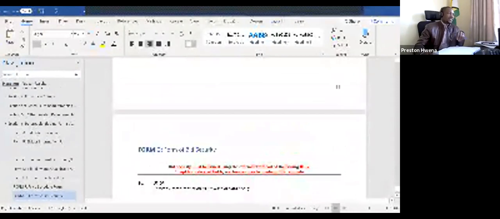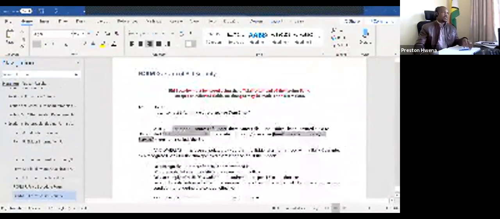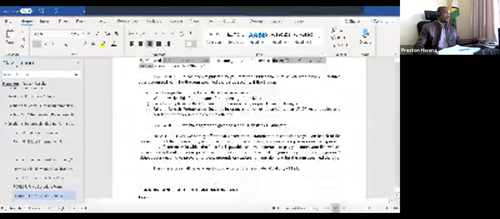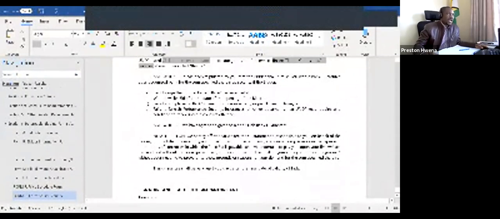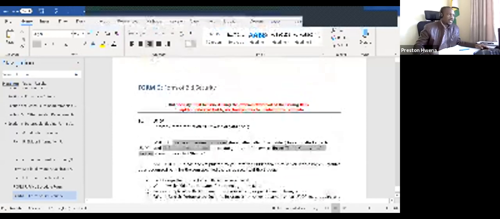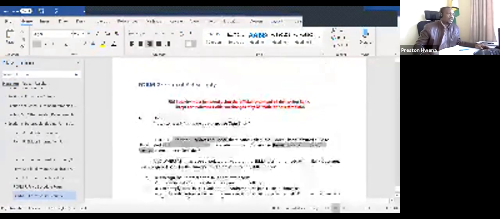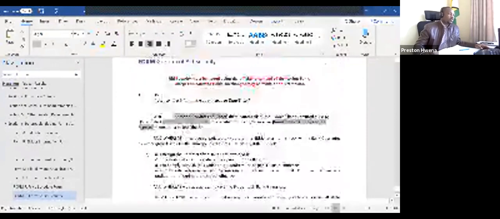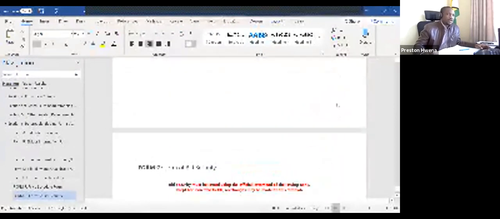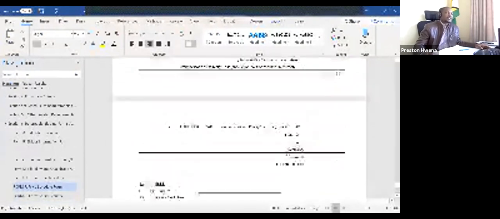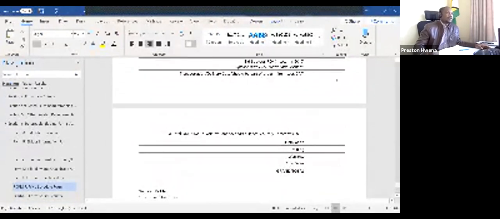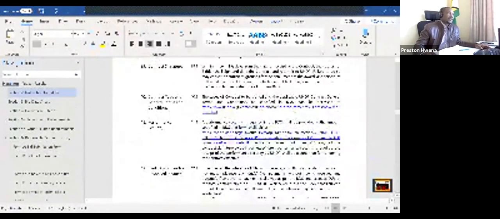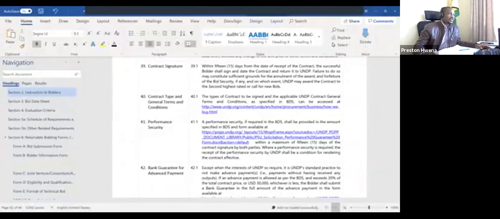So in terms of the bid security, we don't require a bid security for this tender. So it's a free for all. Everyone is free to participate without any challenges or problems. Do we have any questions?